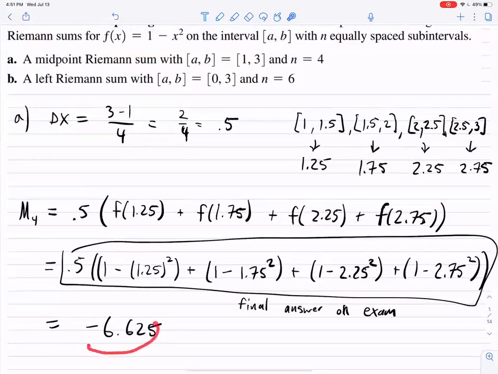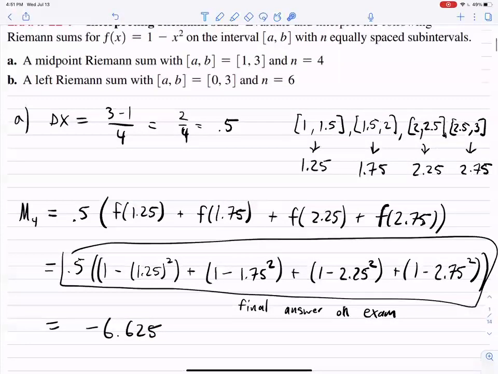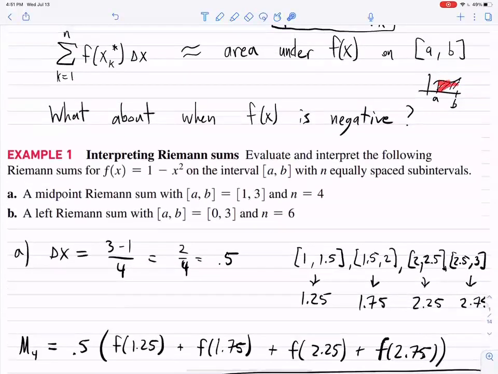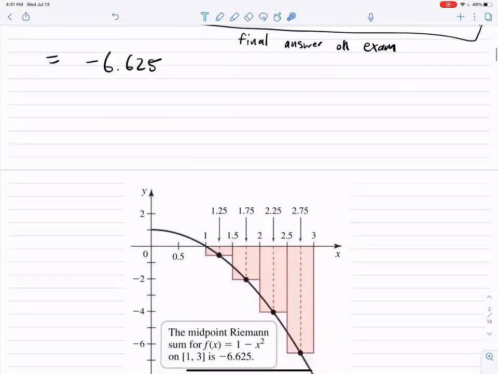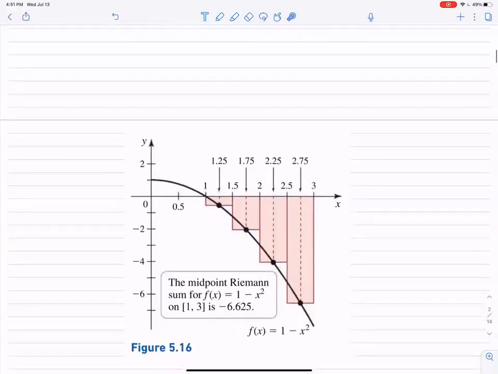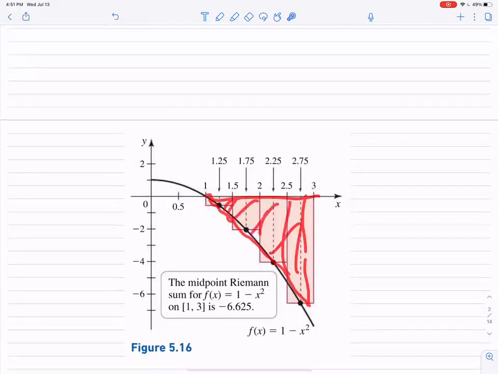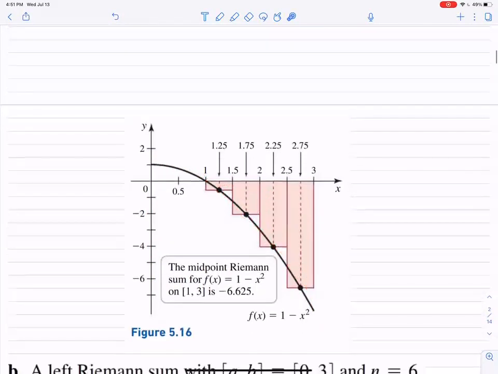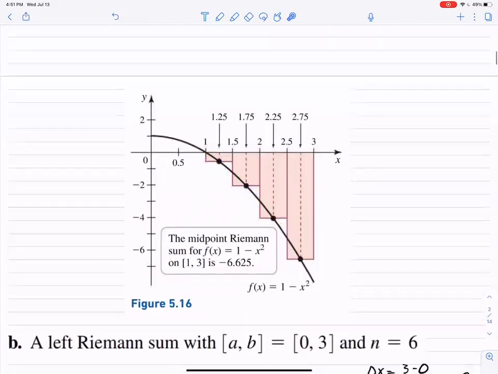So how are we supposed to interpret that? What does negative area mean? Because we've really only talked about positive area, and never thought of negative area. This picture shows what negative area is. The function is below the x-axis, so all these function heights are technically negative. This is approximating the area between the x-axis and the curve, and when it's below the x-axis, it's negative. And so that's what this negative 6.625 is.